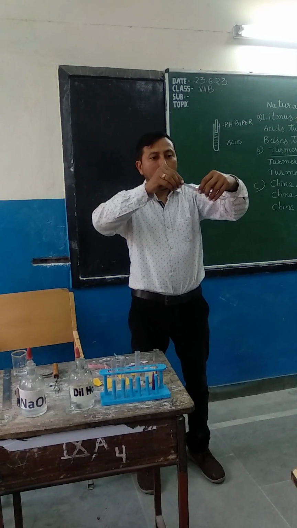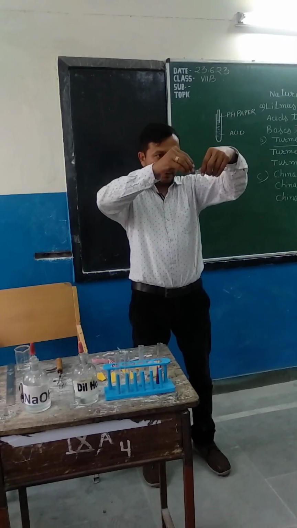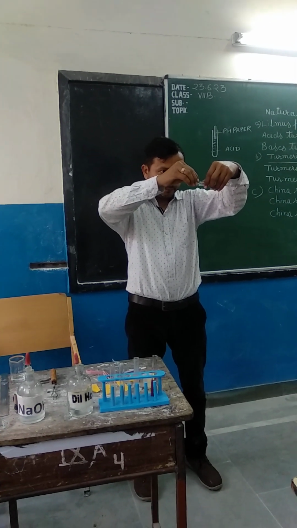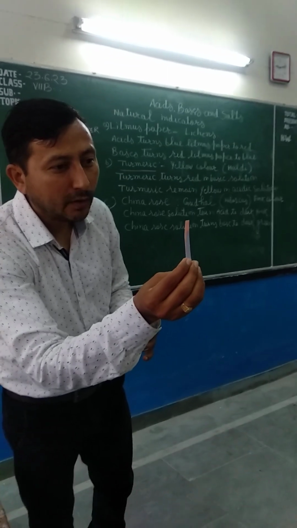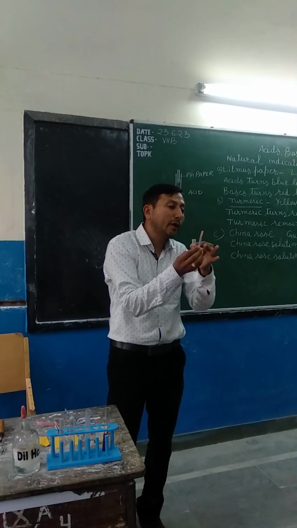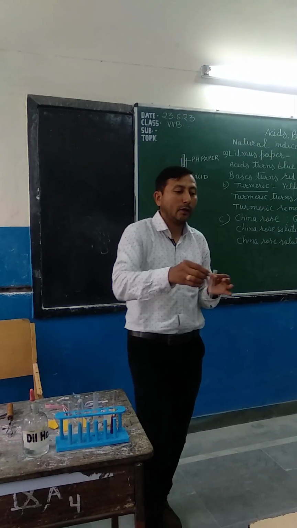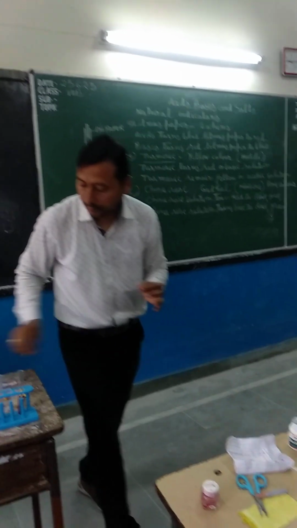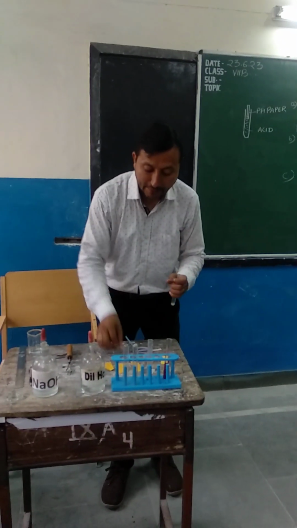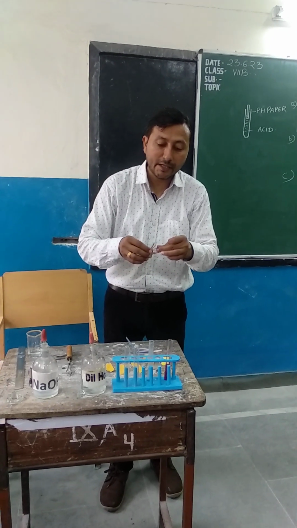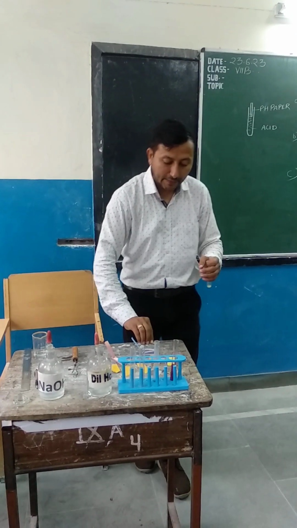Yes, and you can see the color is changing. See, this blue litmus paper is turning into red. So this clearly indicates that acids are those substances which convert blue litmus paper into red. You can also dip the paper into this lemon juice. And if I take red litmus paper, then what will happen? Let us check. This is red litmus paper.